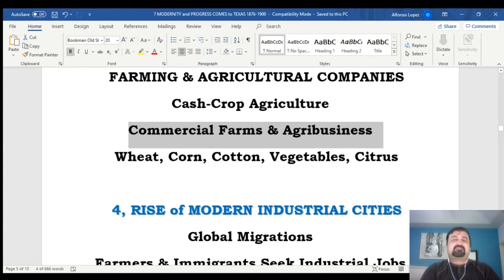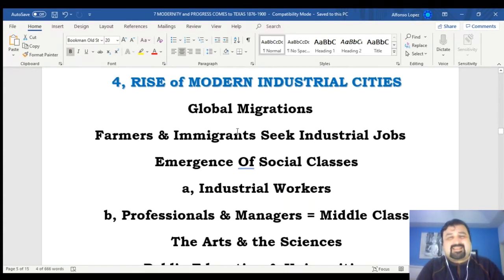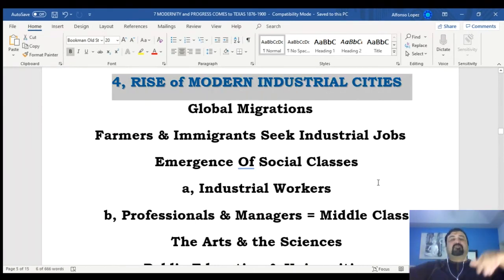Okay, so at any rate, with that, now let's move into the rise of modern industrial cities. Okay, the rise of modern industrial cities, because as I mentioned, with the rise of new enterprises, with the rise of new industries, with the rise of agricultural companies and the like, and the new technologies, etc., there's going to be now people moving on such a vast scale again to those cities. Something that is going to also happen to Texas, by the way.